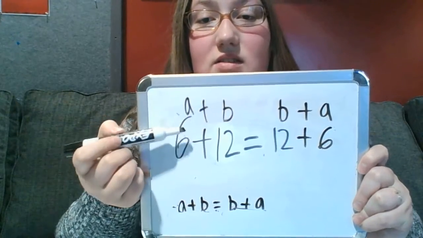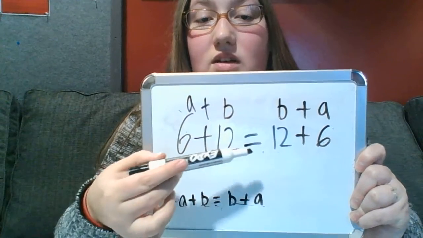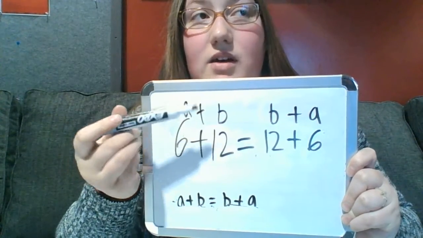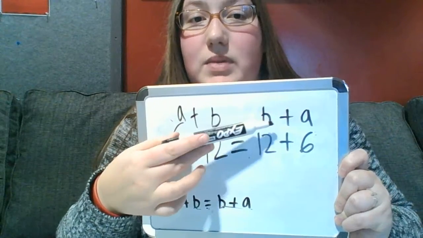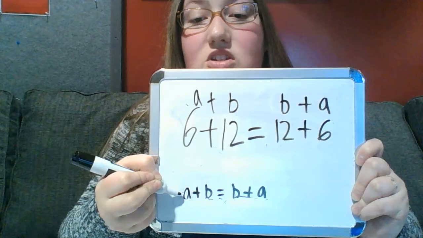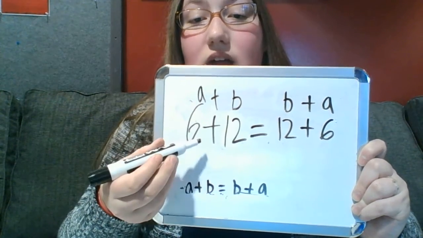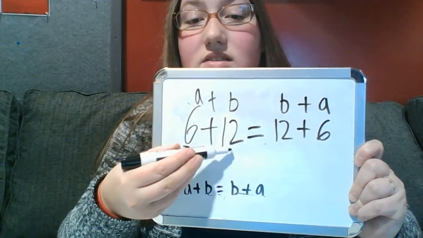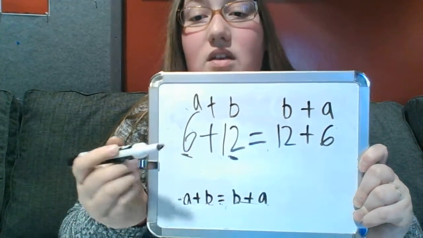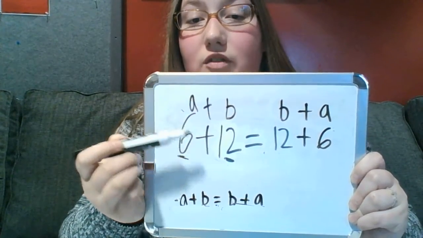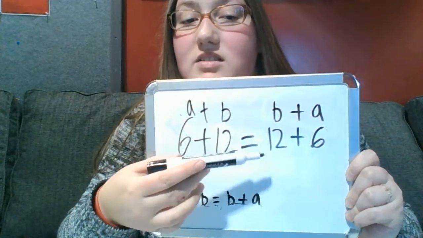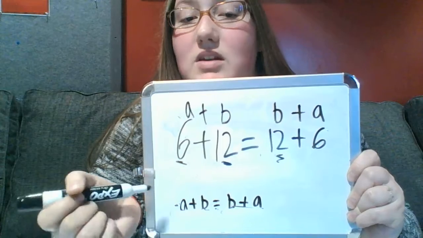So 6 plus 12 equals 12 plus 6, because A plus B equals B plus A. As the commutative property of addition tells us, we can rewrite the 12 plus 6 as 6 plus 12. We can also rewrite 6 plus 12 as 12 plus 6, and they equal the same exact thing.